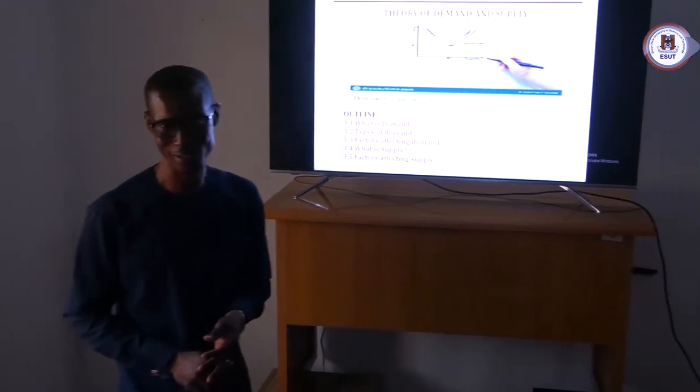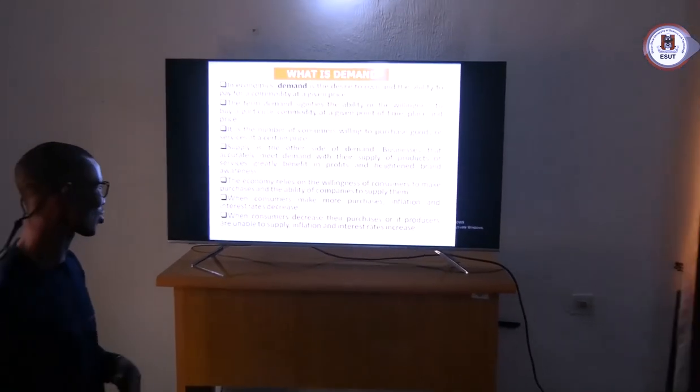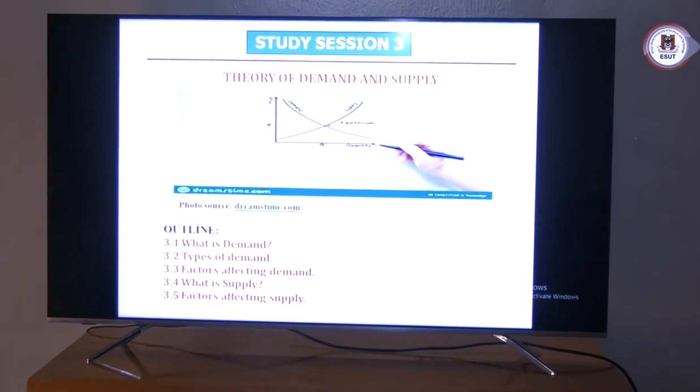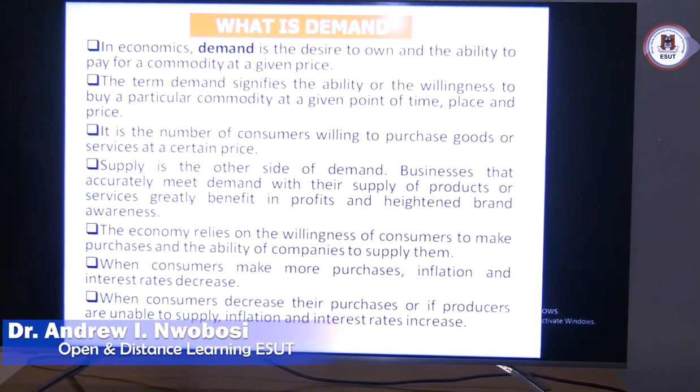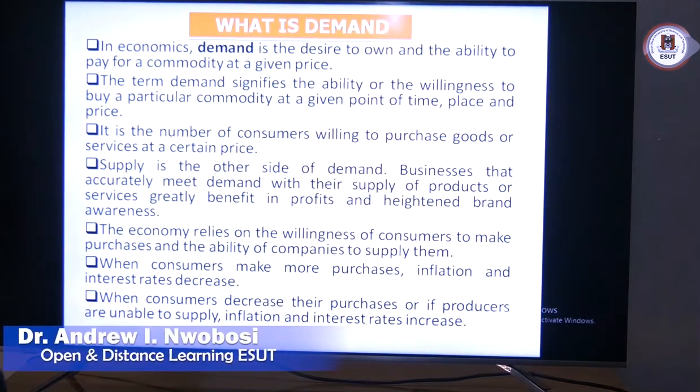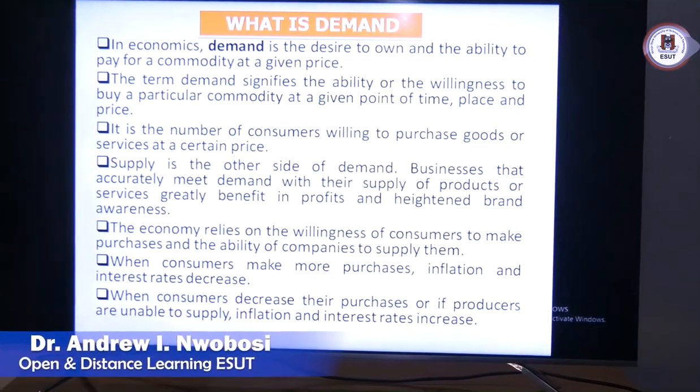Demand and supply in economics. Theories of demand and supply in economics. Economics is all about management of resources. How best can a resource be managed? How best can a resource be produced?